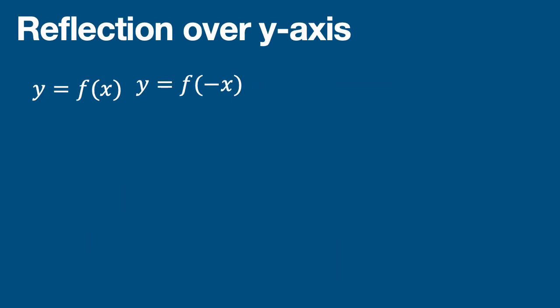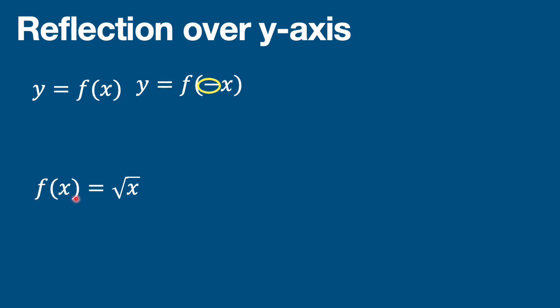We did the reflection over the x-axis, meaning it changed the sign of y. This time, reflect over the y-axis. Can you see that here the sign of x is going to be changed? So be very careful. Reflection over the x-axis, you put the negative outside f of x. Reflection over the y-axis, you change the sign inside the parentheses. So here is an example.